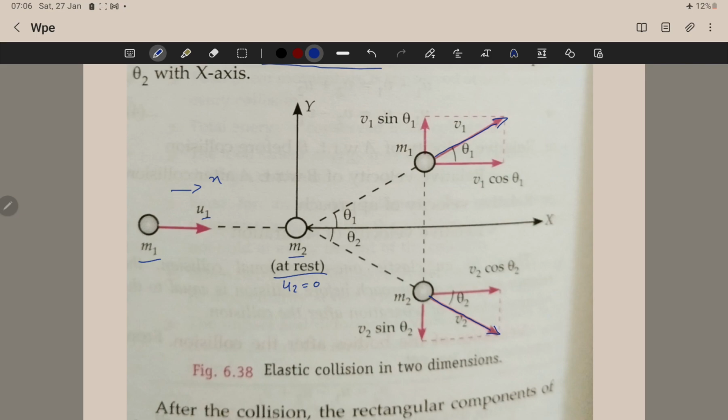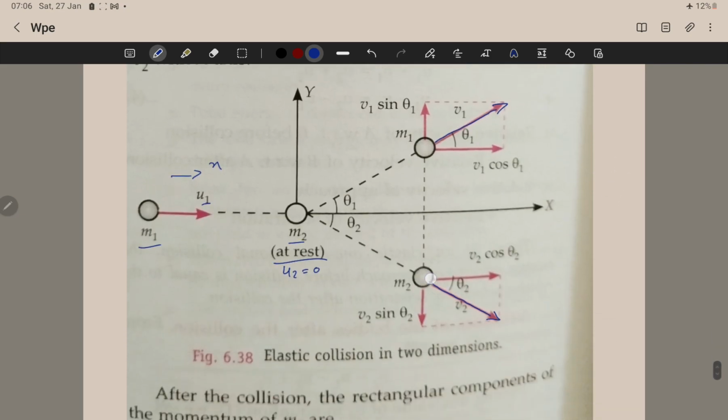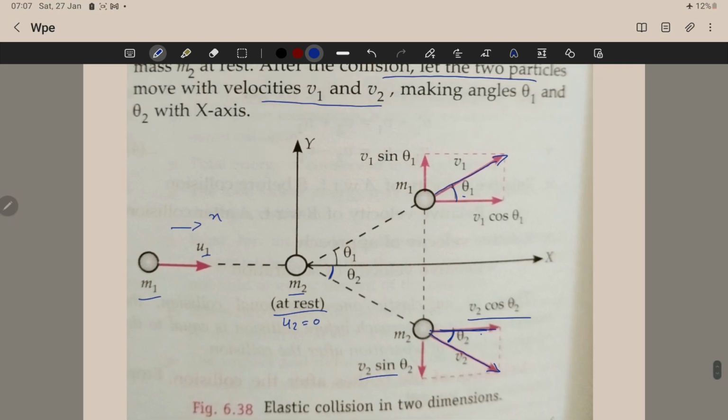So m1 moves in this direction with velocity v1, and m2 moves in this direction with velocity v2. They make angles from the horizontal: this one is theta 2, this one is theta 1. So from here we can find the components. In the direction of the angle, the component is v2 cos theta 2, and in the direction opposite to the angle, it is v2 sin theta 2. Similarly, for m1 it becomes v1 cos theta 1 and v1 sin theta 1.